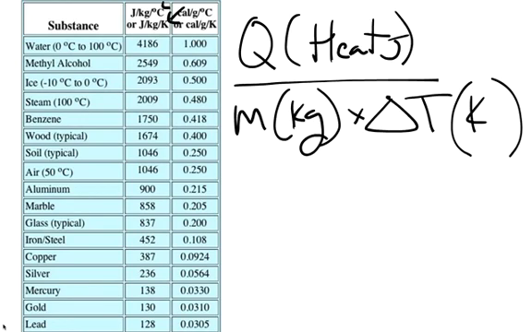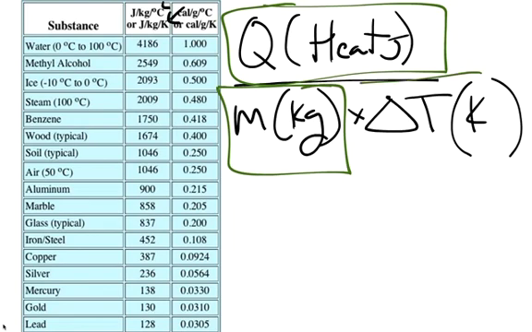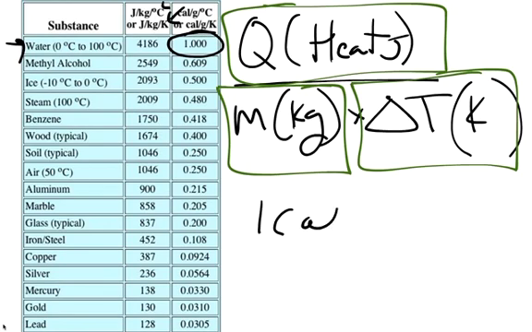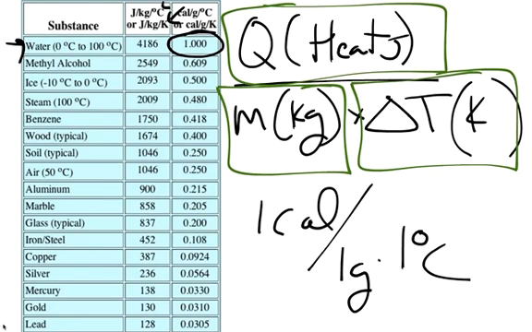Now, one thing I want you to notice while we're looking at these specific heats, again, these are the rates at which they heat up. How much Q, how much heat is required to raise a certain mass a certain number of degrees. So if we look at liquid water, and I'm going to use these units in calories, it takes 1 calorie of energy to raise 1 gram 1 degree Celsius.